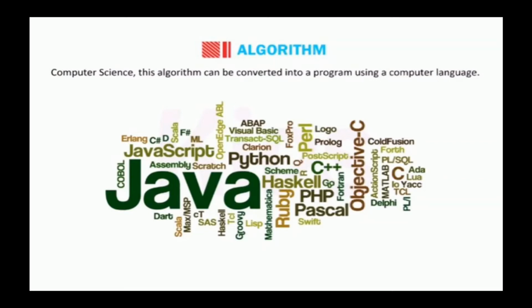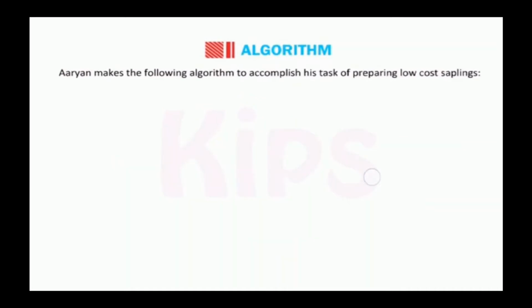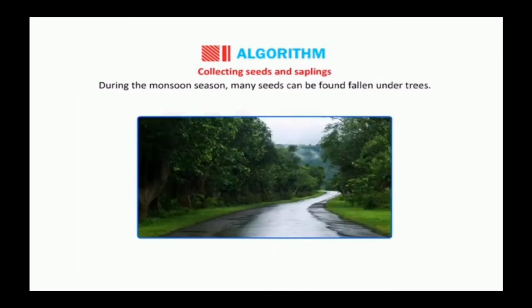It means that by using any computer language, you can convert this algorithm into a program. Aryan makes the following algorithm to accomplish his task of preparing low-cost saplings. During the monsoon season, many seeds can be found fallen under the trees, so he decided to collect seeds and saplings.